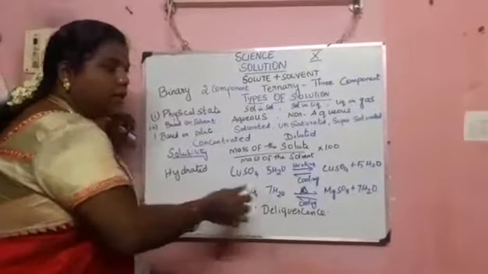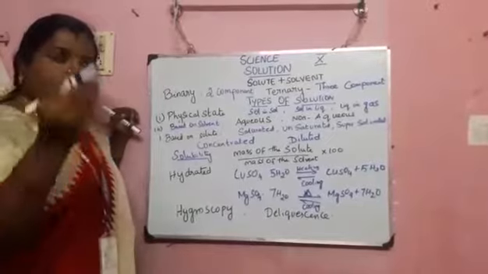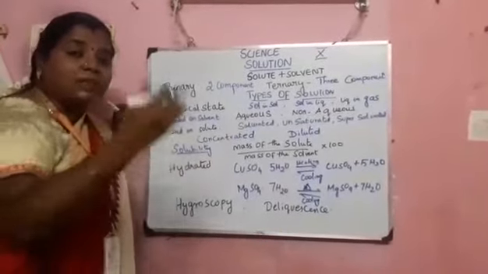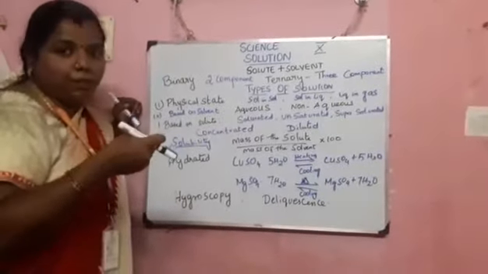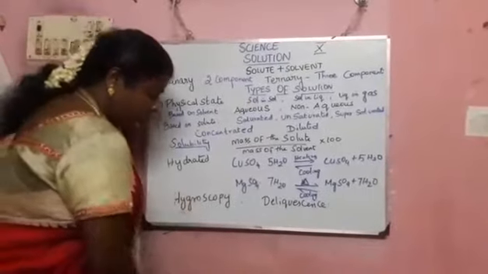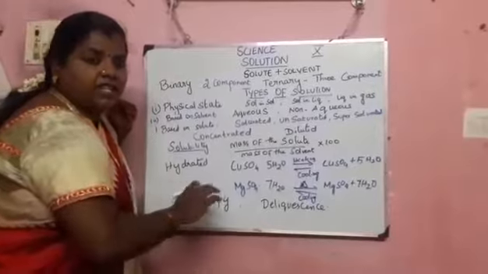Deliquescence means, let's take a salt. If you keep the salt at normal temperature, later on it dissolves and a watery consistency is formed. That is deliquescence. The other one does not change in its physical state.